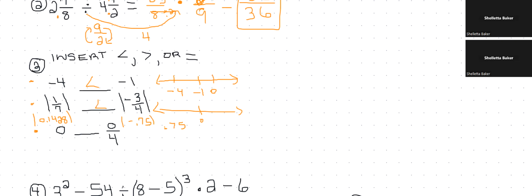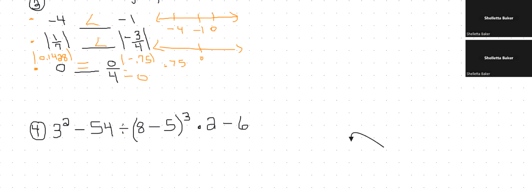It's a smaller decimal. Now, the third one, we have 0, and we're comparing it to 0/4. Remember, 0 divided by anything is also equal to 0. So you should put an equal sign here. 0 is equal to 0/4. And let's look at the fourth problem.